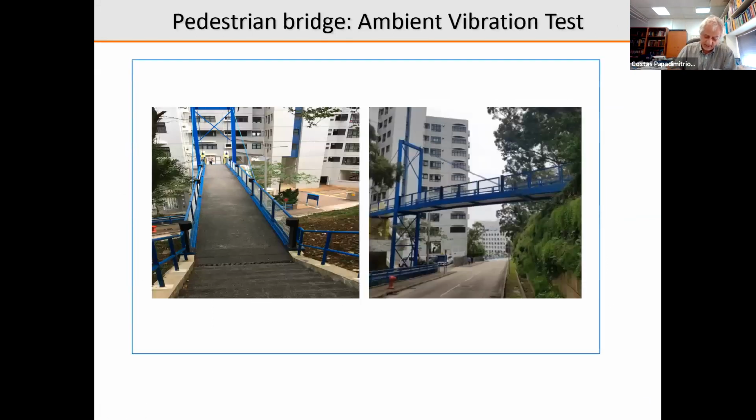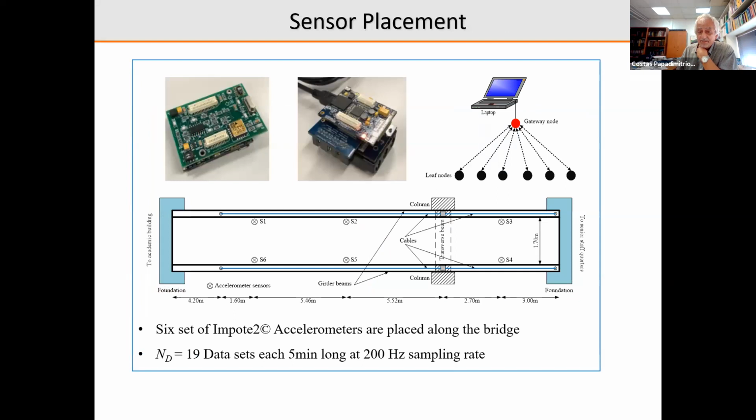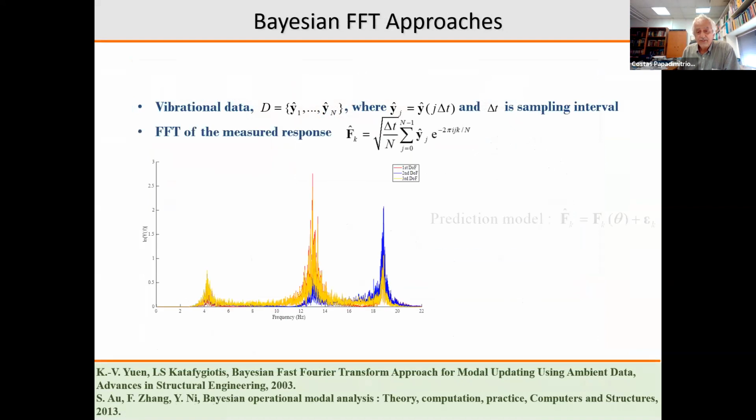We have repeated this work for the case of a pedestrian bridge, with ambient vibration tests, or output-only vibrations. Our goal here is to estimate modal properties. We use 6 sensor locations on the bridge deck. We have taken here 19 data sets. Each data set corresponds to 5-minute response time histories.